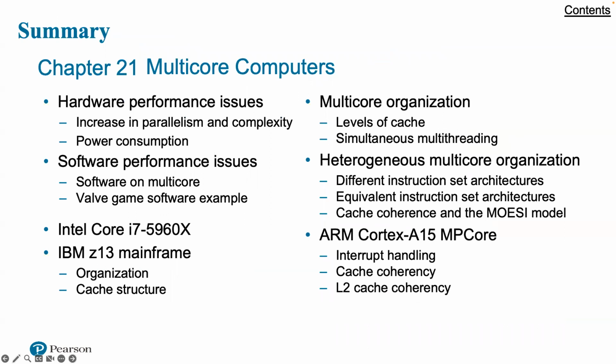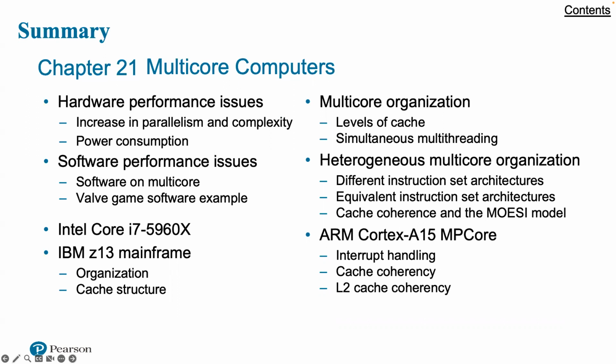So we talked about a variety of things. We talked about hardware performance issues, increase in parallelism and complexity, and power consumption. Those are the 2 things that can be addressed there. We talked about software performance issues, software on multi-cores. We talked about the Valve game software example, and that was interesting to go through. We've talked about a variety of different types of processors, ranging from fairly modest to fairly complex.